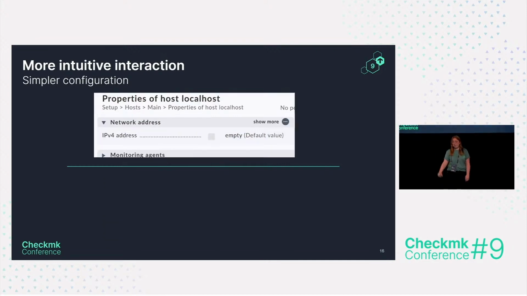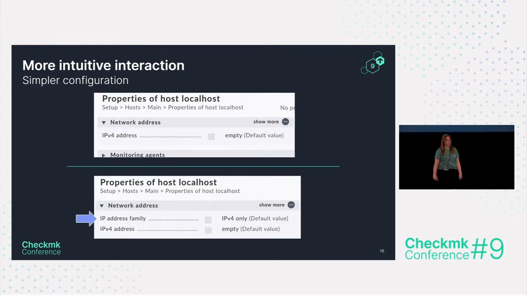I have another example for the Show More button, the IP address family, which is also now no longer hidden under Show More, so new users no longer wonder why they can only enter an IPv4 address.